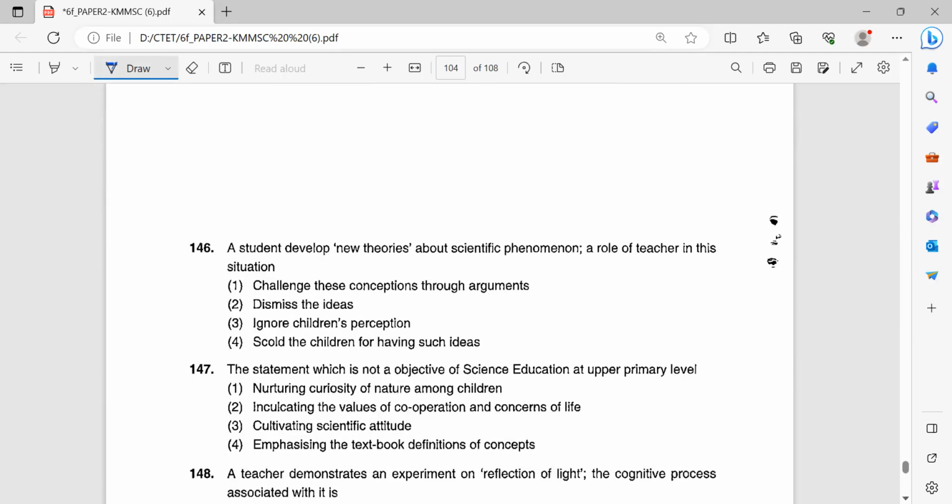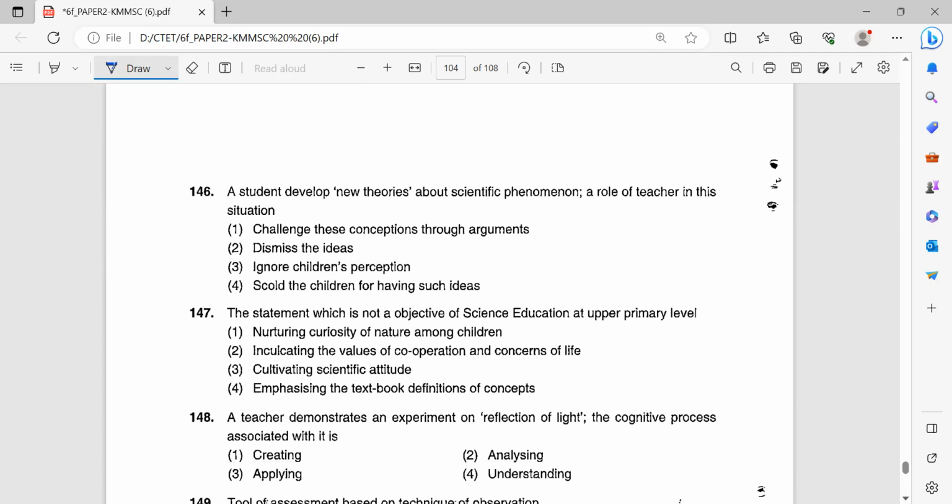146th question. A student develops new theories about a scientific process. What is the teacher's role here? Option 1, challenge these conceptions through arguments. Option 2, dismiss the ideas. Option 3, ignore the children's perception. Option 4, scold the children for having such ideas. Actually, this question is not complete. These three don't fit. For the first one, it is written through arguments, which is not quite right. Good, if you challenge their assumptions, they can think better, right? So anyway, option 1 is the right answer as related to this question.